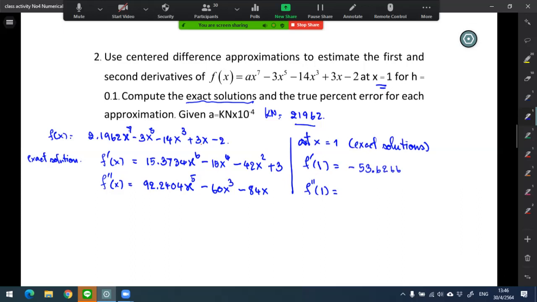Yes. And the second derivative, I will calculate it. Is equal to minus 51 point. I think the first derivative, this is correct. 4596. Yeah, it's wrong. Okay, I will recalculate it. First derivative is correct. I don't think so.